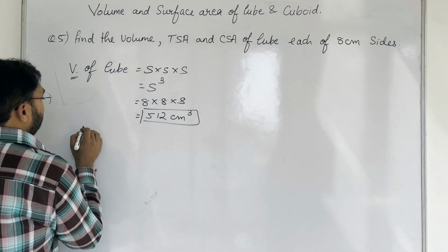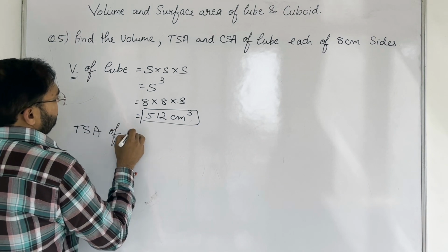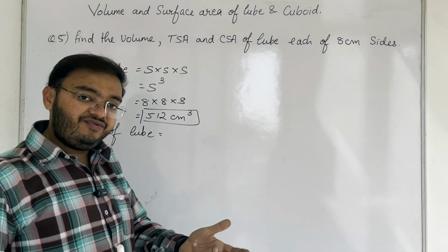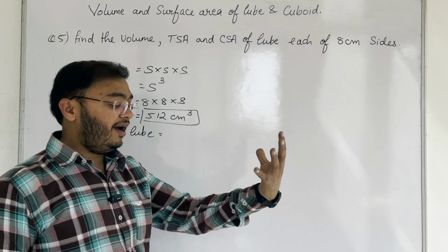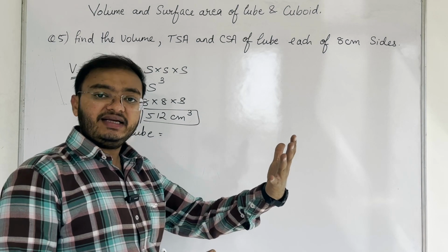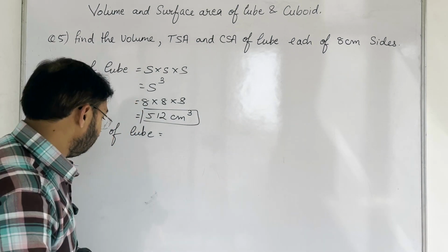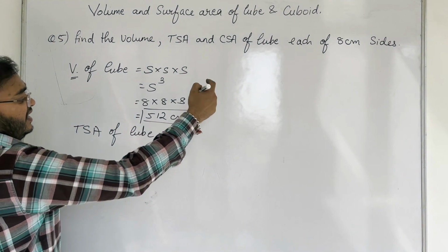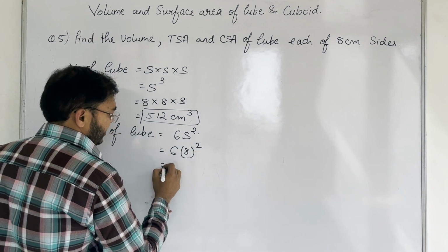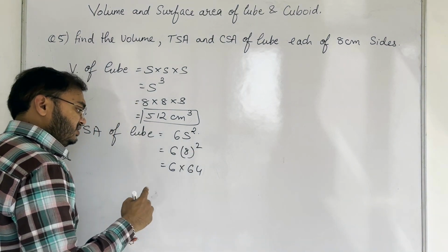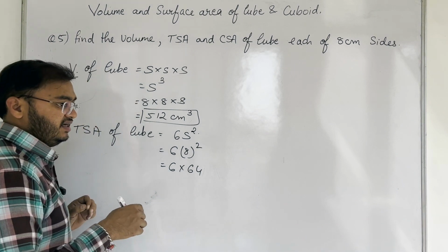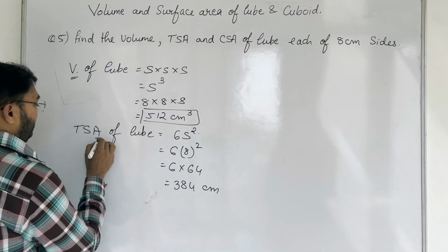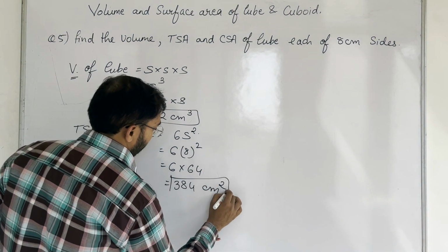In the same way, if I am finding the TSA of the cube, that means the total surface area of the cube. Now how many faces does a cube have? 6 faces, and each face looks like a square. So what's the area of the square? That is side into side. And I have 6 faces. That means 6 into side square. 6 is constant. What's my side? That is 8. 8 square we are doing. That means 6 into 64. So 6 6s are 36 and 24. That is 384 centimeter square, and we are finding area. So it's a square. Clear?